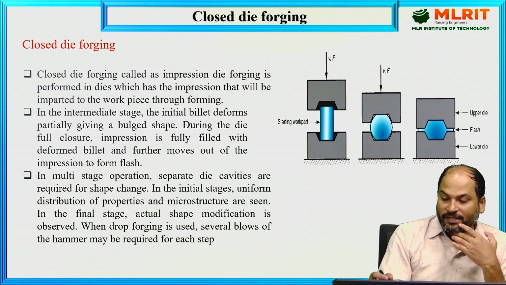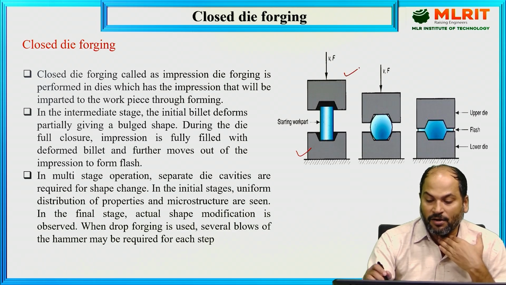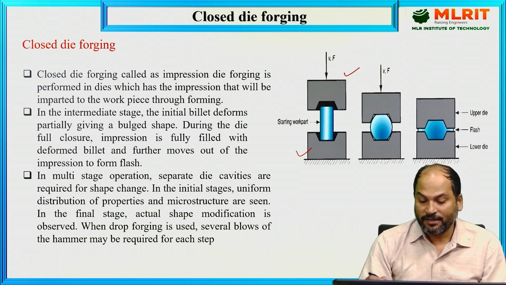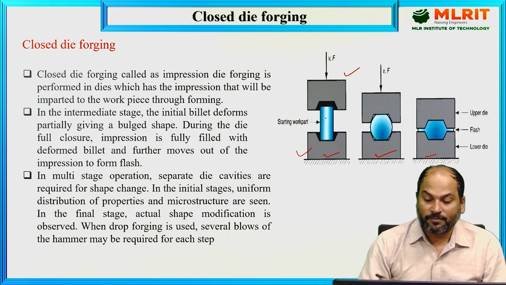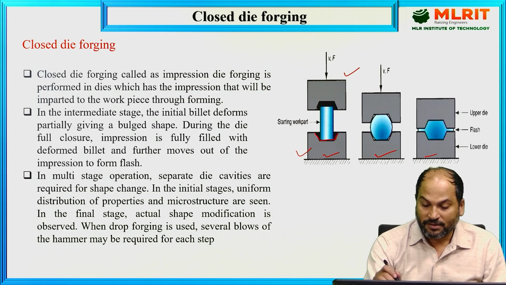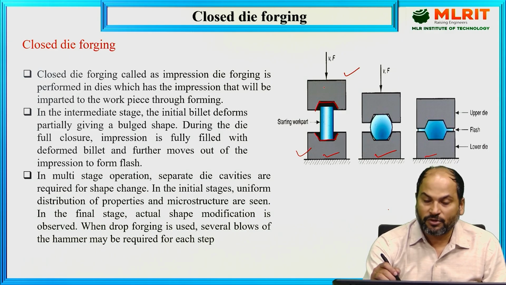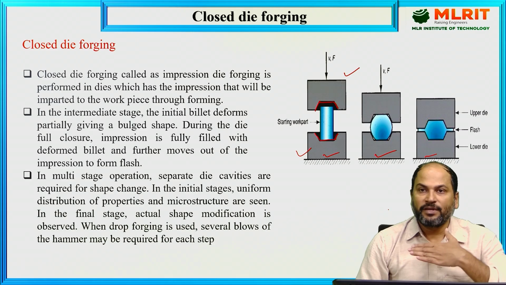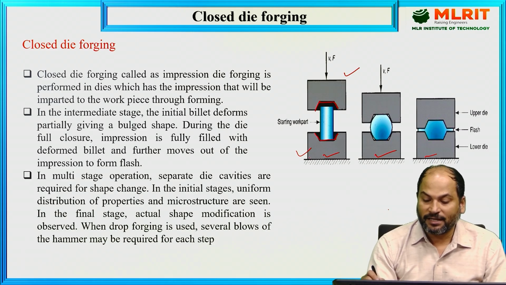In the diagram, you can see three stages have been shown. This is the lower die and this is the upper die, or lower platen and upper platen. This is fixed, this is also fixed. This is the workpiece and this is the upper die. You can see an impression is provided in the die. This is the impression in the upper and lower die. Once we apply the force from the top, the metal will start to deform. So here it is deforming. This is the starting and this is the intermediate position.